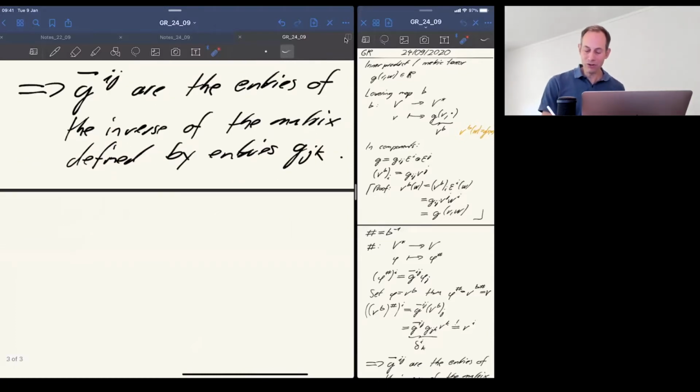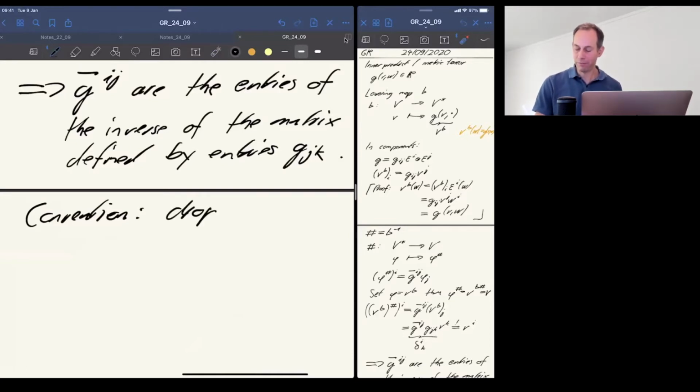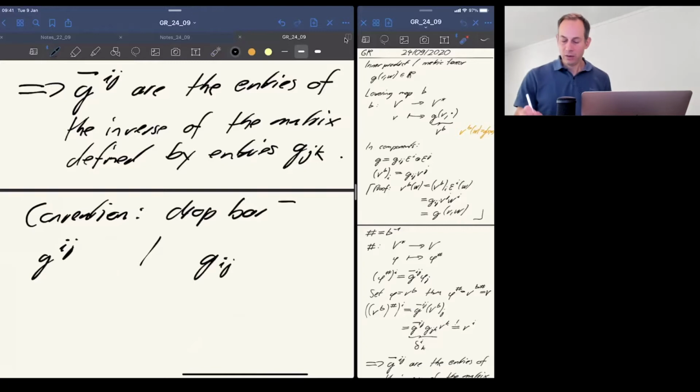Now the convention that is used, because this will occur very often, is that we drop the bar. So we just write G^{ij}. And so you see we now have two things: we have G^{ij}, and we have G_{ij} with indices downstairs. The way they are related is via this inversion.